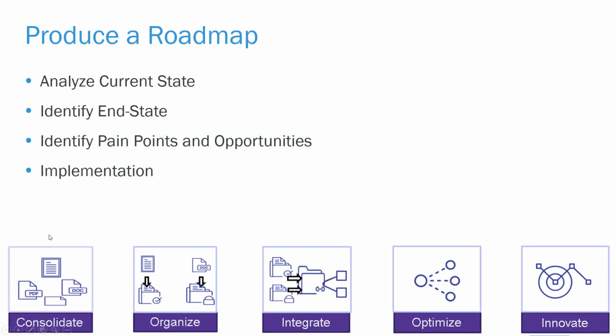The best thing to do is produce a roadmap. Analyze the current state of where you are in the digital repository, and then you can identify the end state of where you want to be. The 5 stages at the bottom are really critical in understanding where you are and what you need to do.